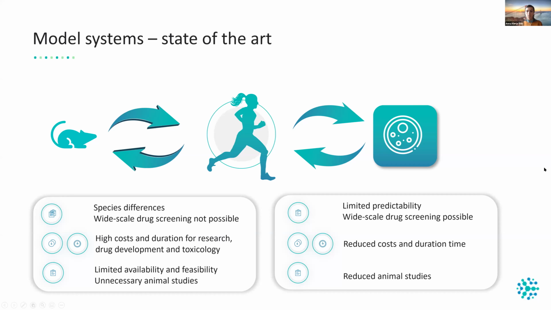Implementation of in vitro systems in preclinical studies can bridge the gap between animal studies and humans. Some of the systems are still limited in predictability, but it's possible with such in vitro models to screen drugs on a wide scale. In vitro systems are cheap, so they reduce the cost and the duration time. And in vitro models can reduce animal studies and maybe someday replace the animal studies.